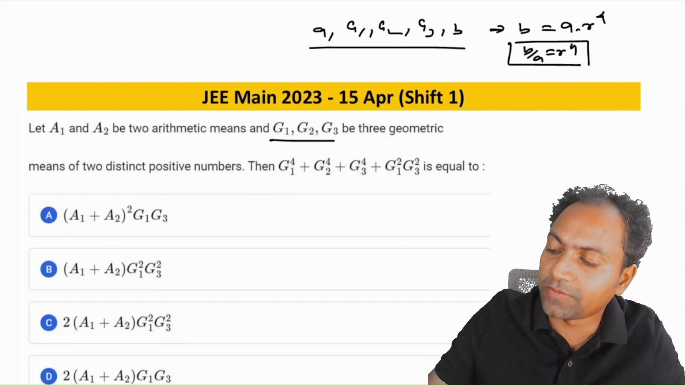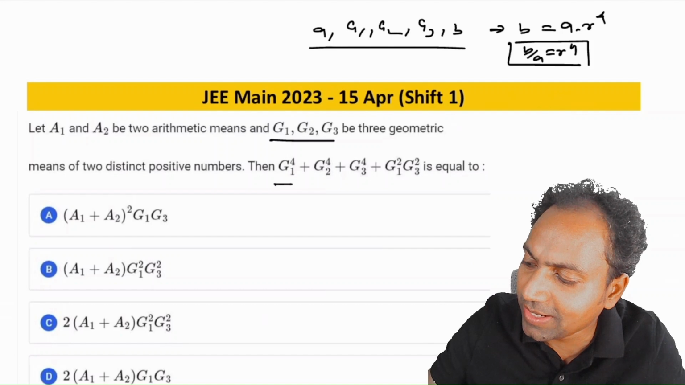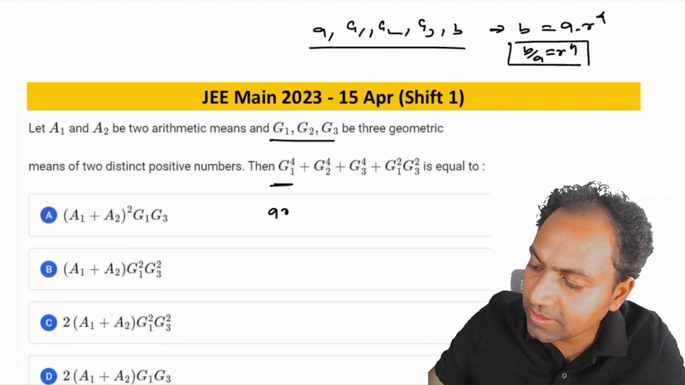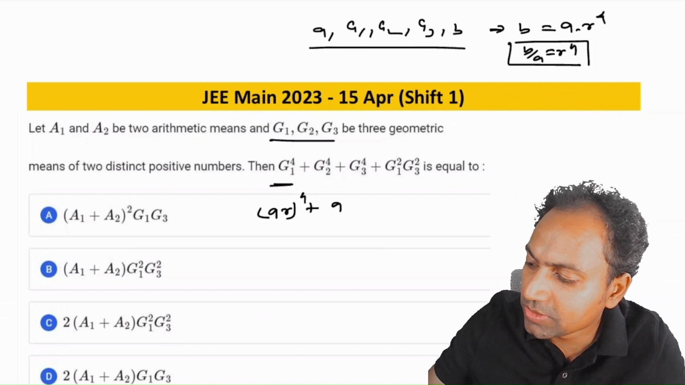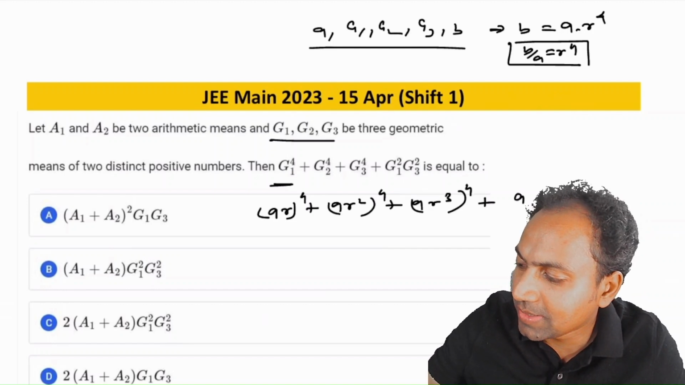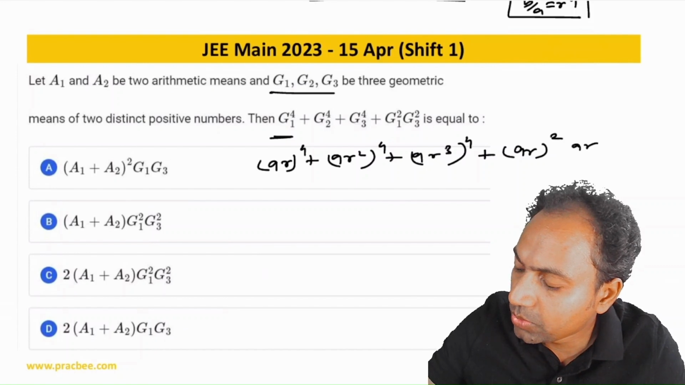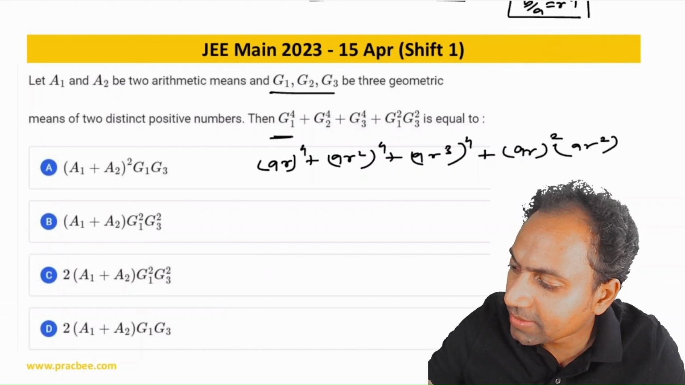This is a very interesting fact, because now we are going to use this to substitute in the option. So here if I write this first, G1 is nothing but AR, the whole raised to the power 4. G2 is nothing but AR square raised to the power 4. G3 is nothing but AR cube raised to the power 4. And this is nothing but AR raised to the power 4 plus 2 into AR square AR cube raised to the power 2.